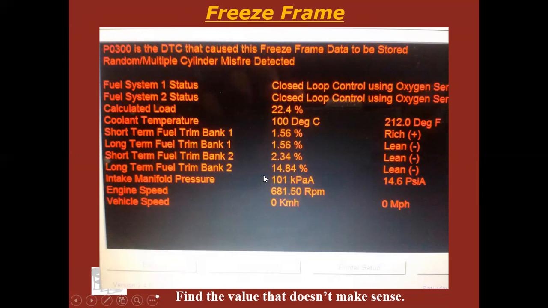Let's look at fuel trims again. Again, close to 0, and all of a sudden we got 15. Something's a little weird there. Okay. Coolant temperature 100 degrees C or 212 degrees F. That's reasonable. Calculated load 22%. Yep, reasonable. Fuel system status, closed loop on both of them. That's also reasonable. Okay. So again, something doesn't make sense there. And I'm not asking you to interpret what that means. I'm just asking you to find the value that doesn't make sense.